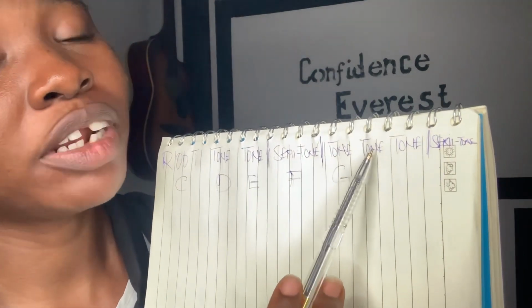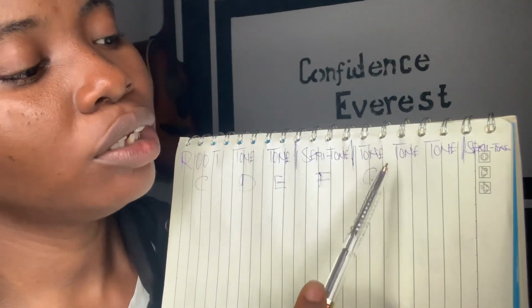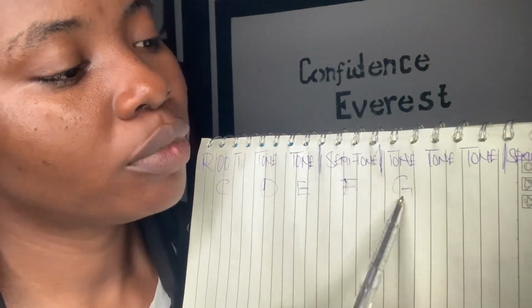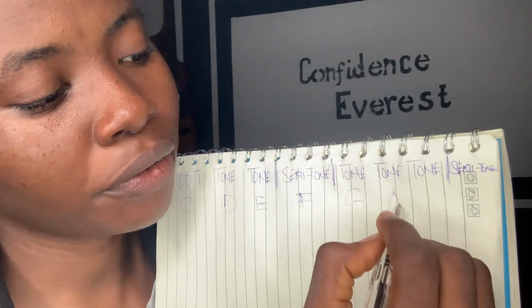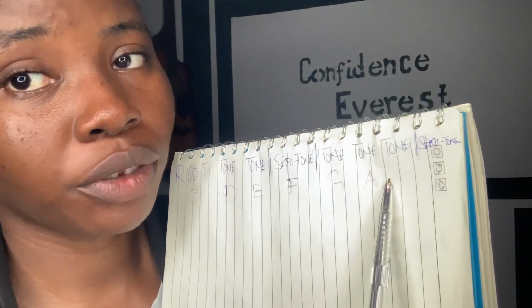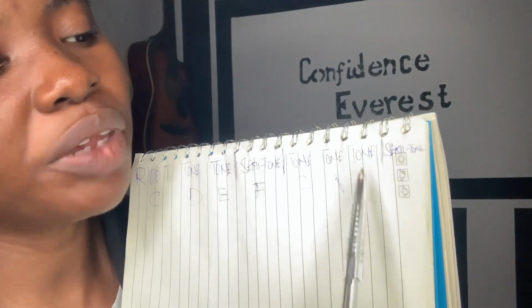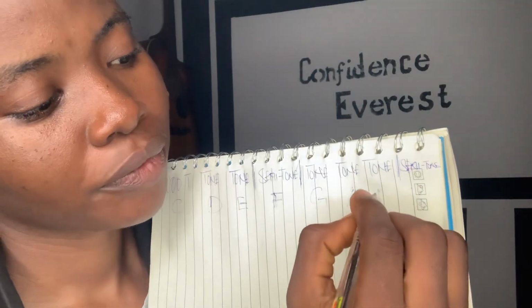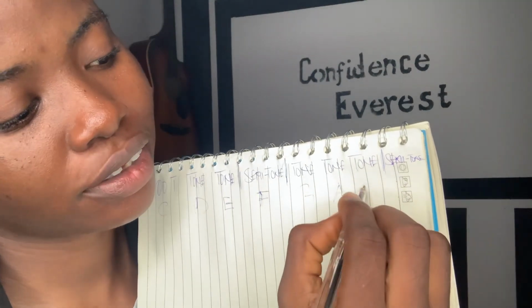And so we also have another tone formation. From G to G sharp is a semitone, but from G to A is a tone. So we have A. Now from A to A sharp is a semitone, but from A to B is a tone. I hope you're getting this.